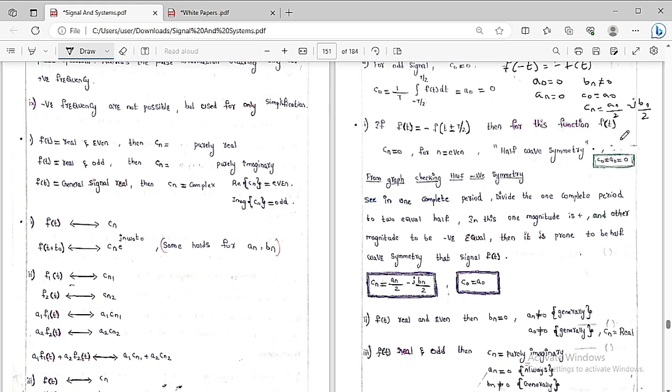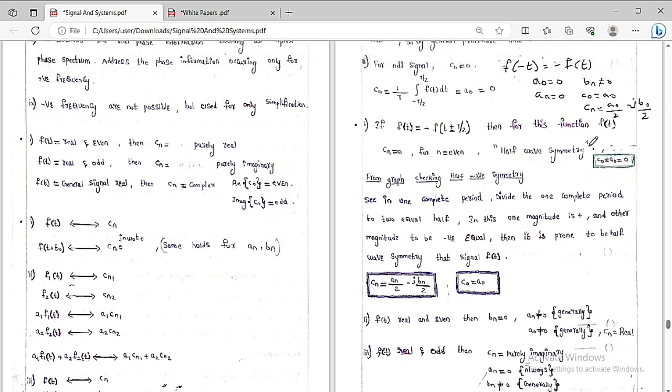Then for this function, I have already told you what the meaning is. Only the odd harmonics are going to be present. So this is called odd half-wave symmetry. Therefore Cn is equal to 0 for even values of n, and Cn is not equal to 0 for odd values of n. So what is the meaning of this?